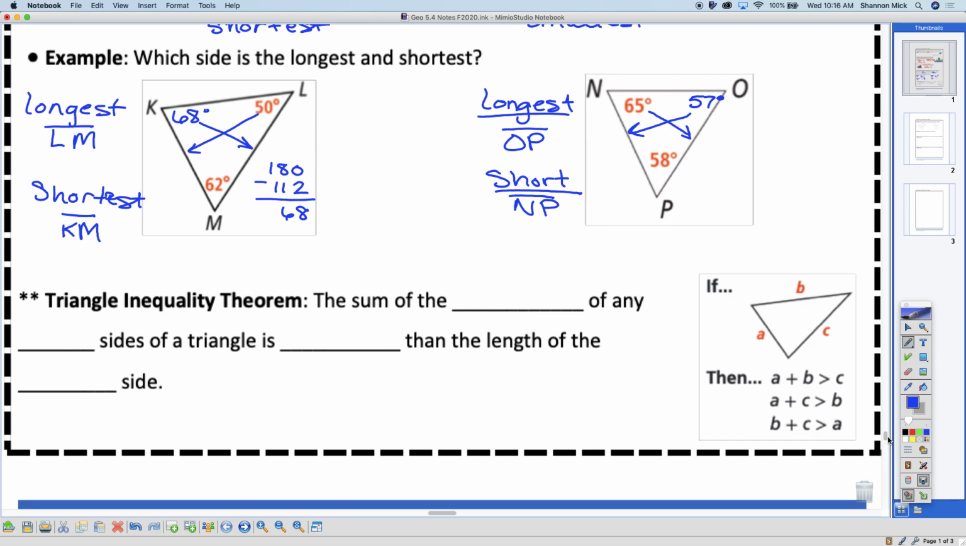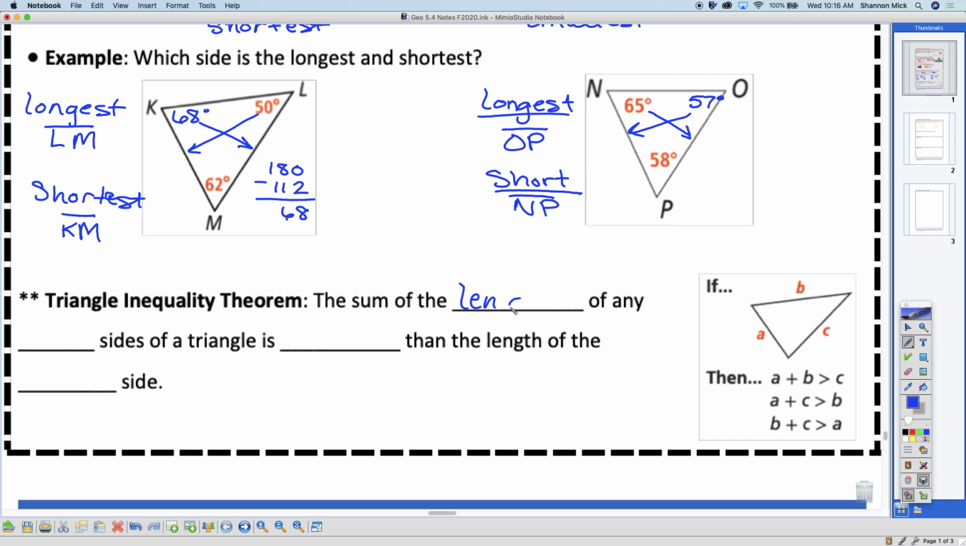So what it means is A plus B has to be bigger than what? C. And A plus C has to be bigger than B. And B plus C has to be bigger than A. Now yesterday you were trying to tell me just bigger than the biggest side. Nope. I have to be able to do it with all 3 sides. Make sense?